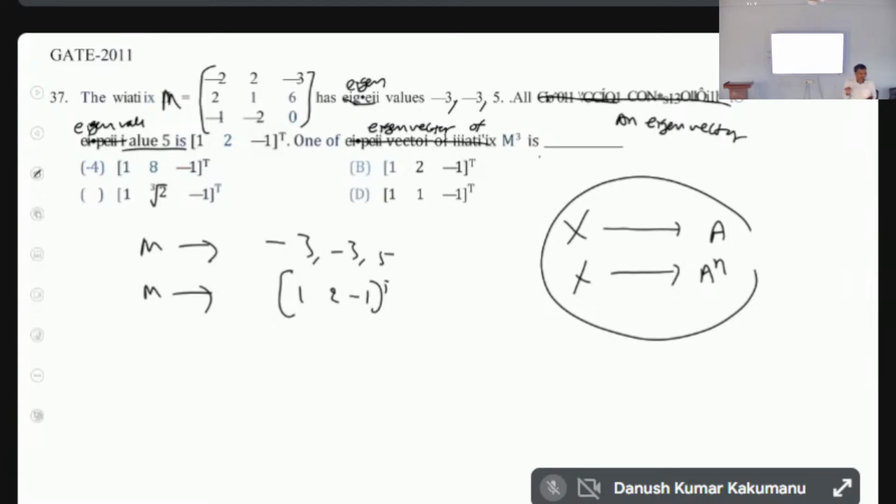X is an eigenvector of A, so X is also an eigenvector of A power n. Using this property, which one is the correct answer? Think. Do you have the same vector or not? The same vector is there. If X is an eigenvector of A, then X is also an eigenvector of A power n. B option is the correct answer. Everybody understanding? Coming to next.